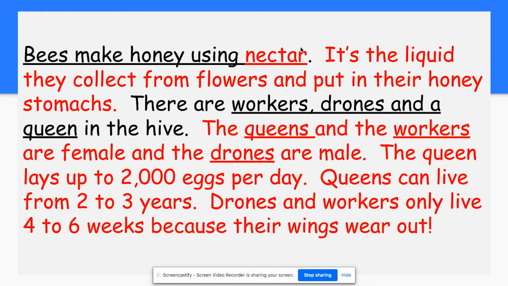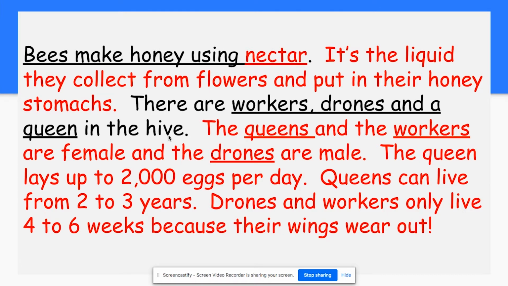Bees make honey using nectar, we learned. It's the liquid they collect from flowers and put in their honey stomachs. There are workers, drones, and a queen in the hive. The student is correct, but what did the student inform the teacher that she knew about this? Not a lot. So details help to show what you know.